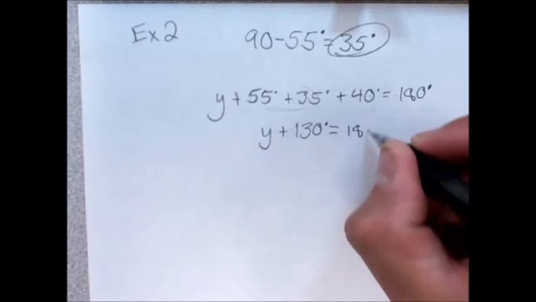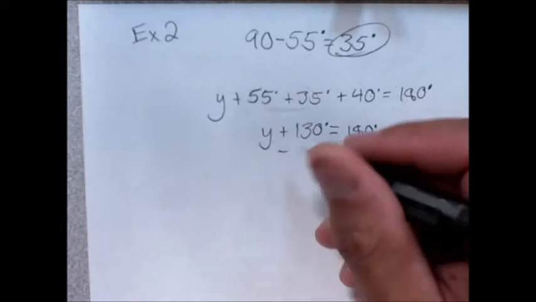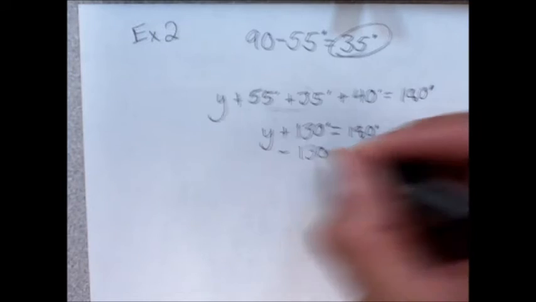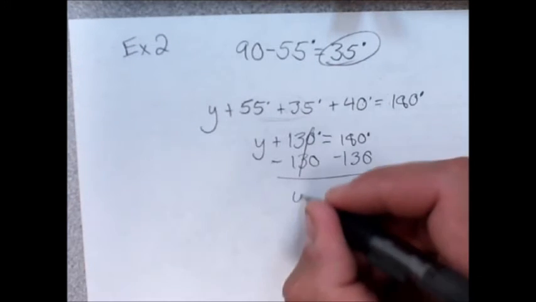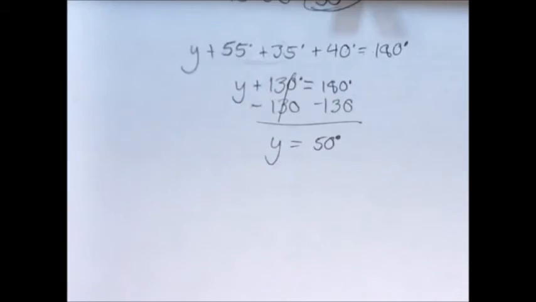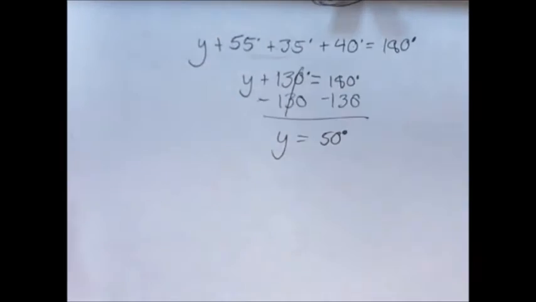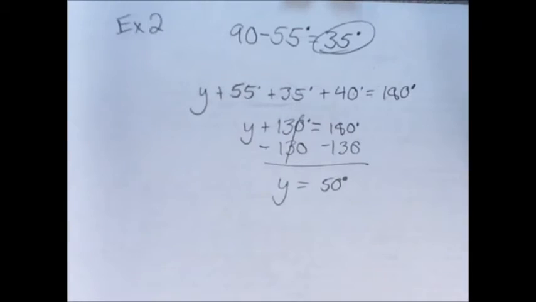Do we have a question over there? How do I solve for y? I just subtract what? 130 from 180. Thank you. Okay, those go away. Y then must be 50 degrees. I can quickly check myself just by looking at the picture and adding them all together. Should equal 180 degrees. Any questions about it?